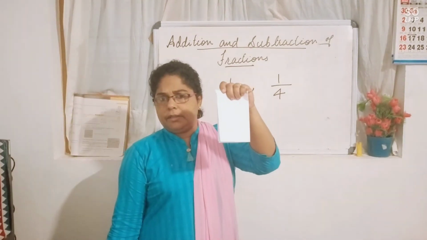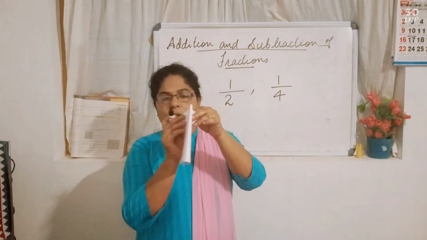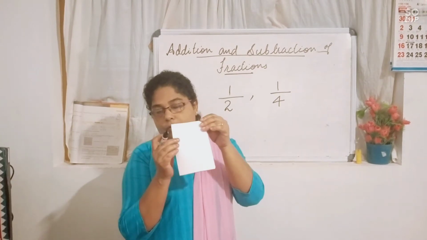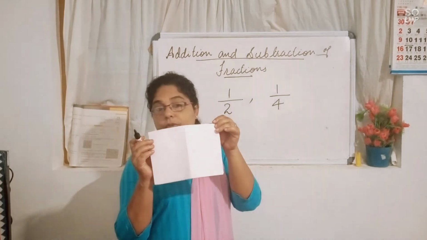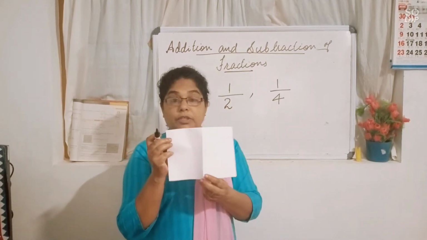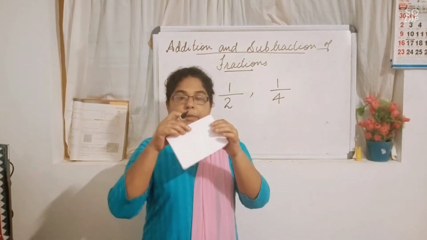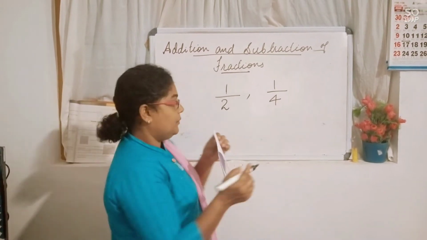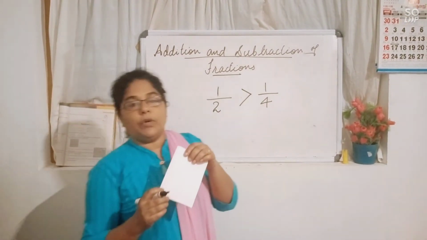So which is big? This half portion or this quarter portion? Here I made 4 portions. Here I made only 2 portions. So definitely which portion is big? This 1 by 2 portion or this 1 by 4th portion? Okay. Yes, very good. Which is big? 1 by 2 is greater than 1 by 4.